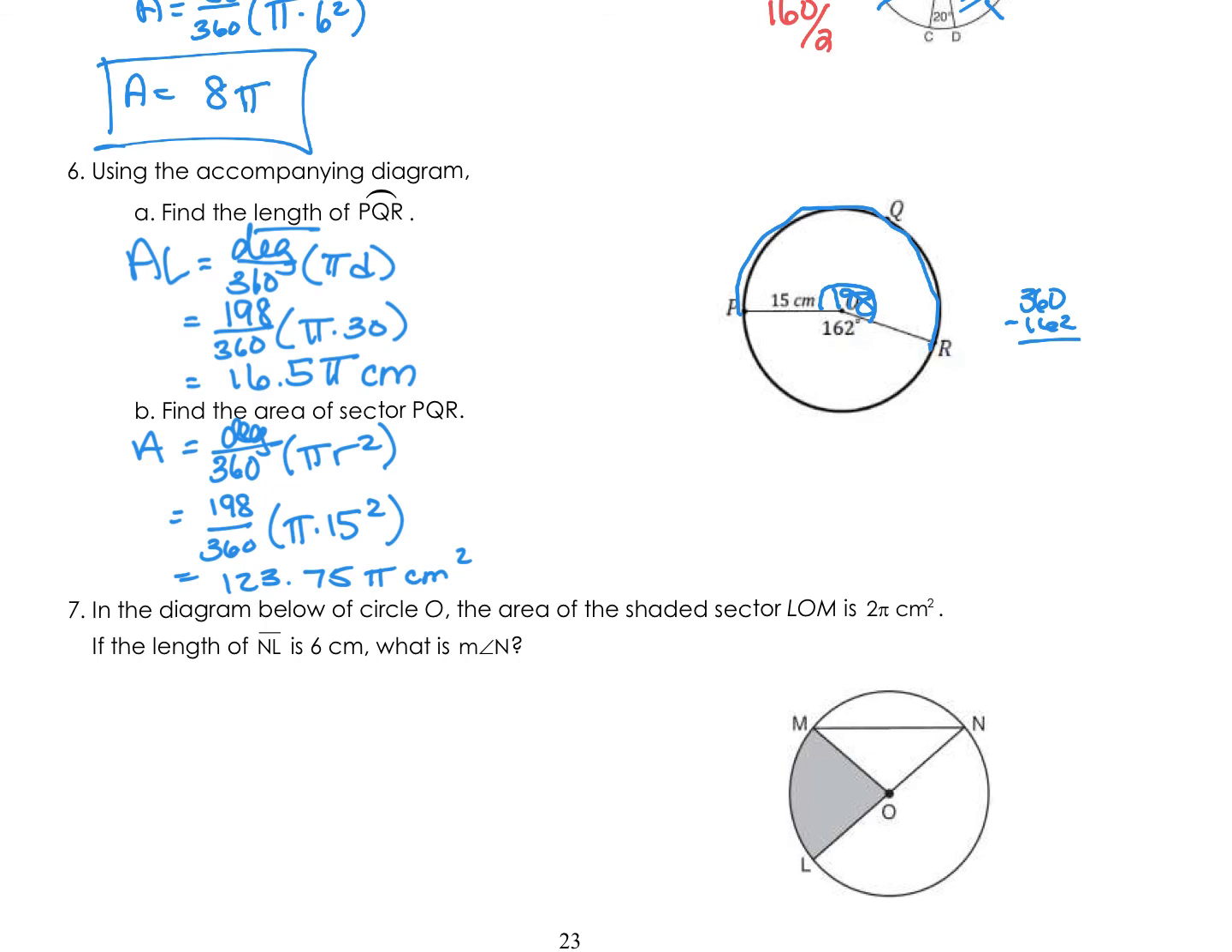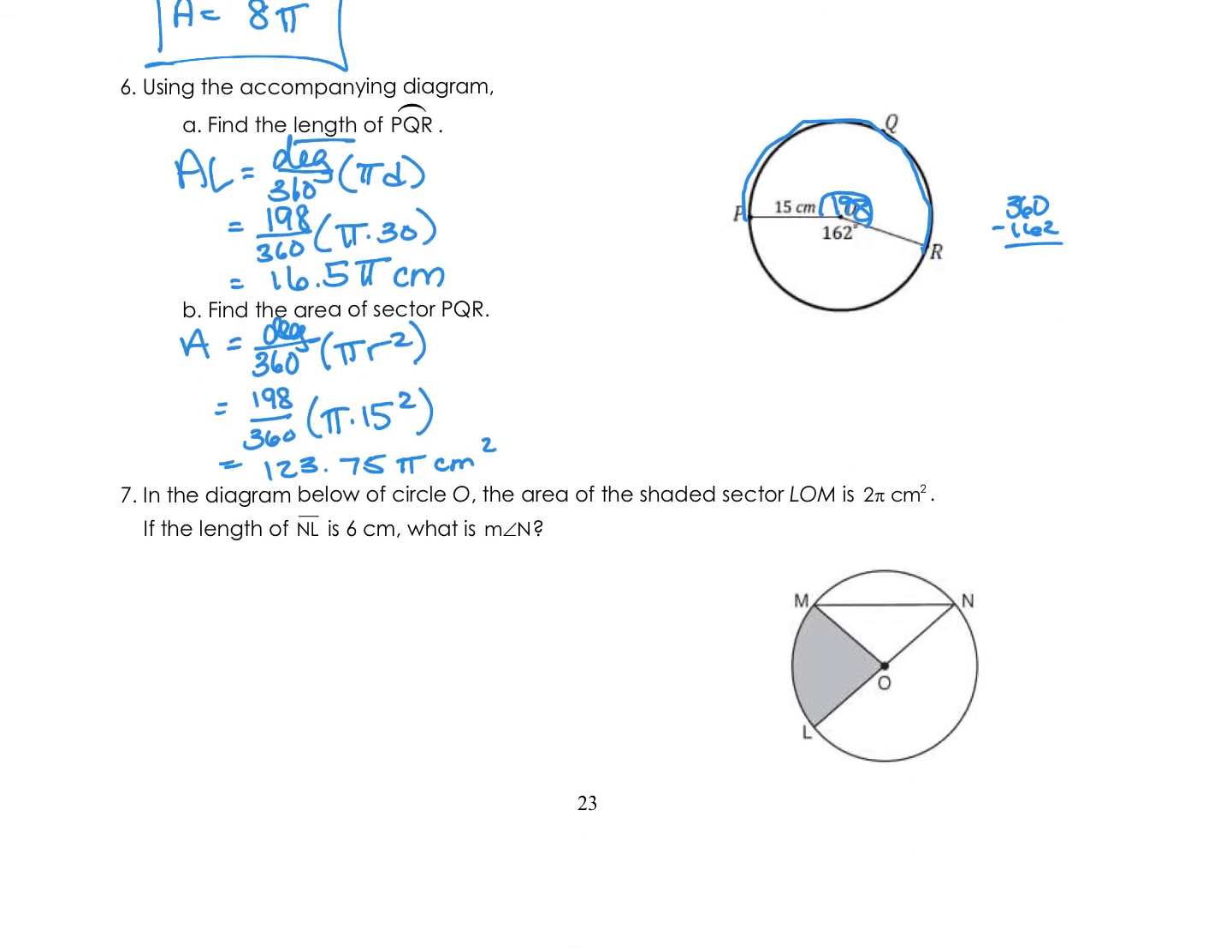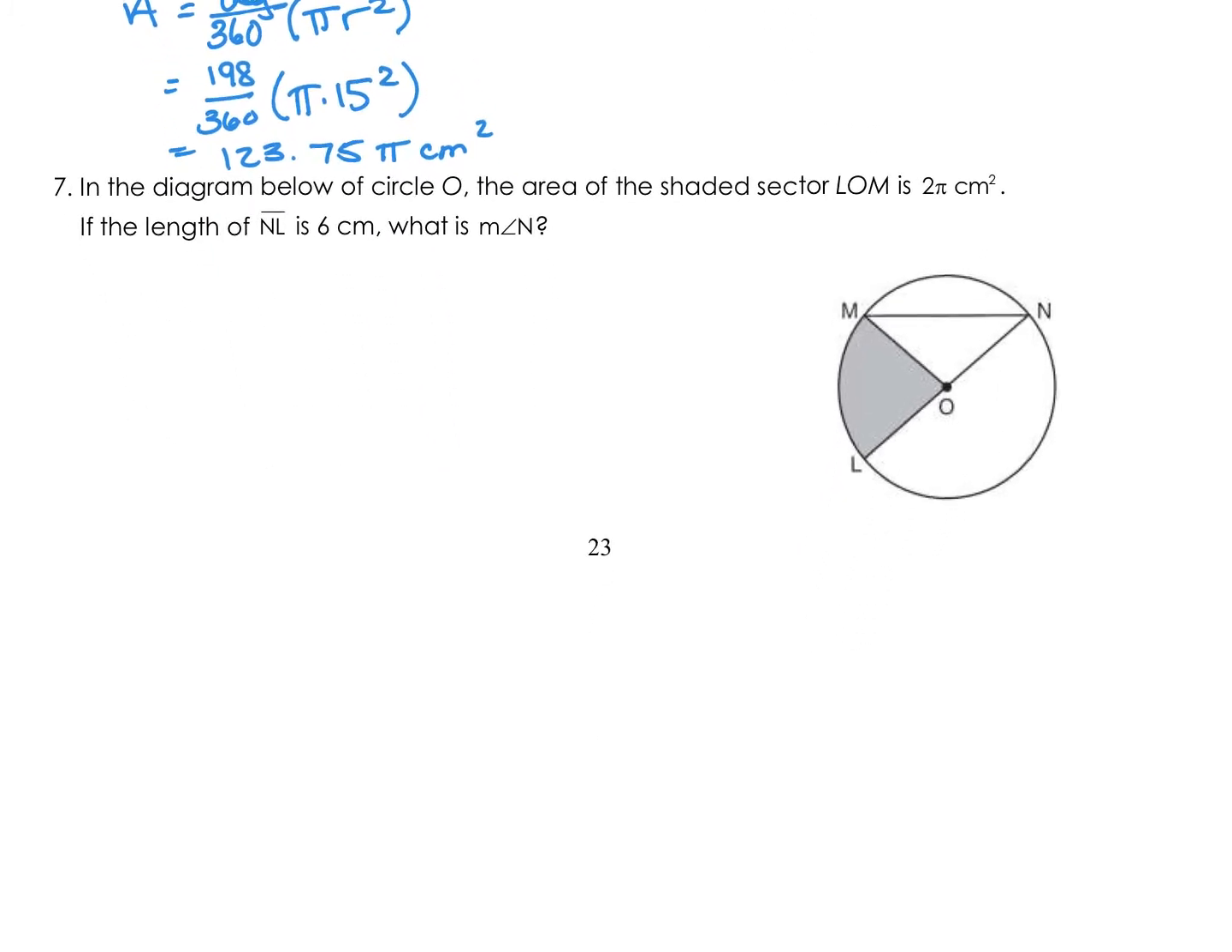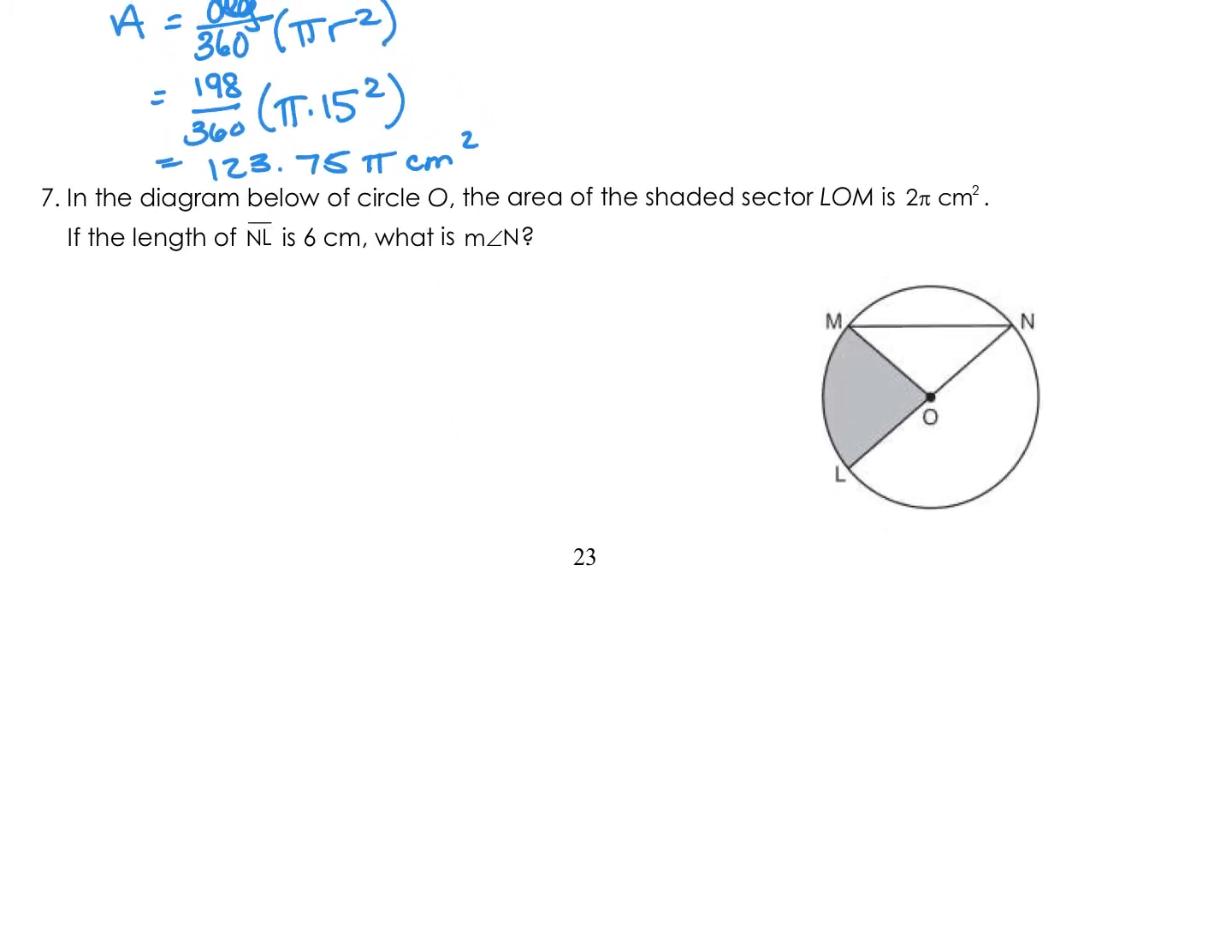All right. Let's try one last question, and it's a little bit of a challenge at the end here. In the diagram, circle O, the area of the shaded sector is 2 pi, so they already gave us the area. The length of NL is 6, so this whole thing here is 6, and they want angle N. Now that is not a central angle, so we have to be real careful with that.